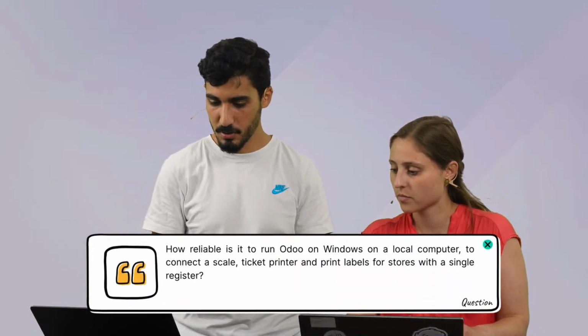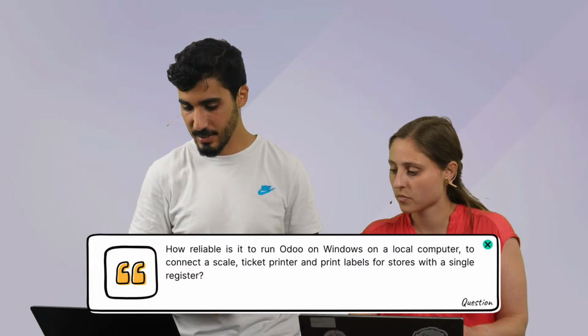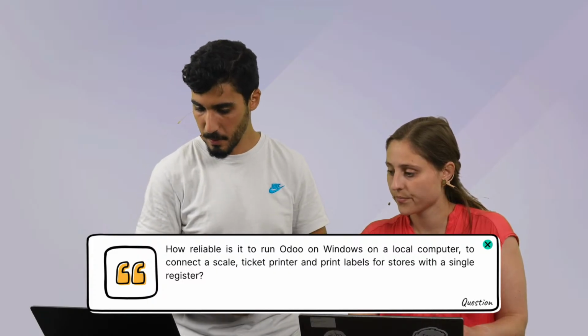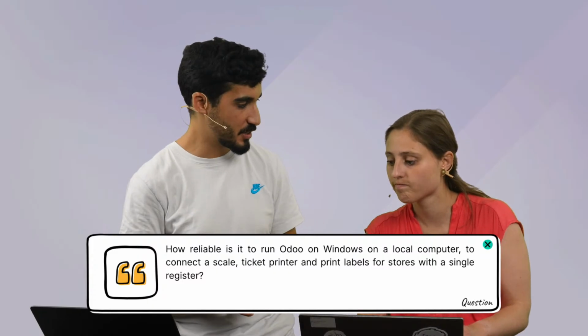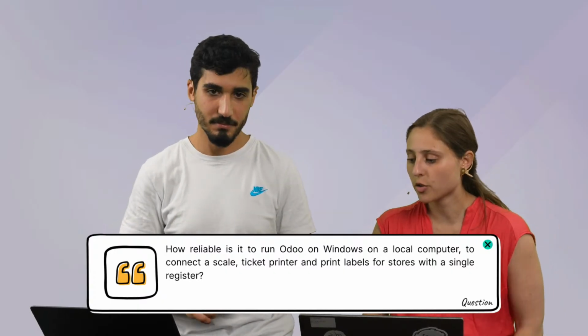And the last question I see is, how reliable is it to run Odoo on Windows on a local computer to connect a scale, ticket printer, and print labels for stores with a single register? Yes, so actually the virtual IoT, the Windows IoT, is going to work with a receipt printer quite well. It's going to work with a label printer as well, as long as you have installed the printers previously on your computer. That's the prerequisite that we of course don't have with the IoT box.